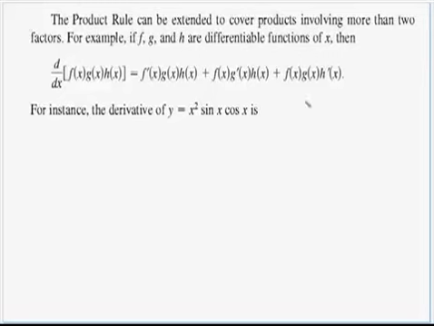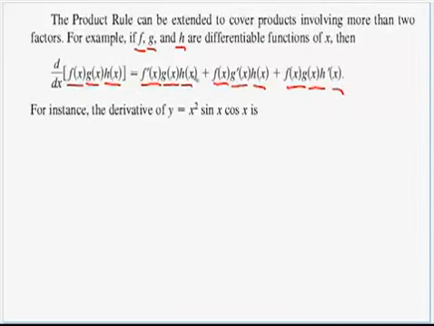Okay, now this product rule, it doesn't work on just the product of two things. The product rule can be extended to cover products involving more than two factors. For example, if you have three functions, f of x, g of x, and h of x, and they're all differentiable with respect to x, then, see here we have a triple product. The first one times the second one times the third one, f, g, h. And to set up the derivative, you're just going to write this out. There's three of these functions. You're going to write it out 3 times, f, g, h, f, g, h, f, g, h.